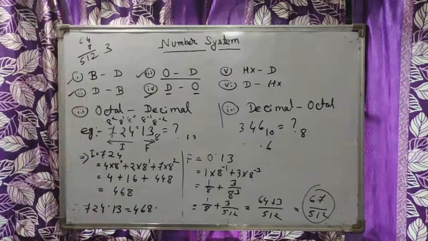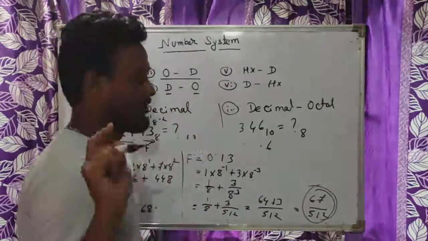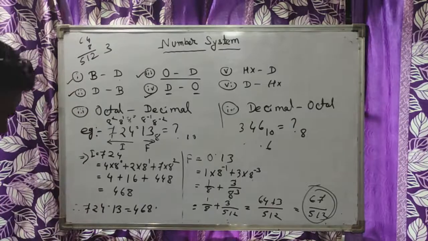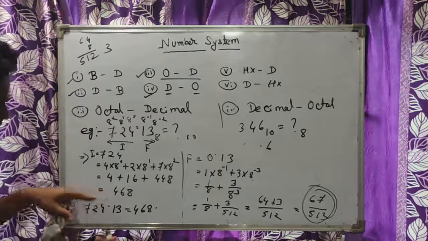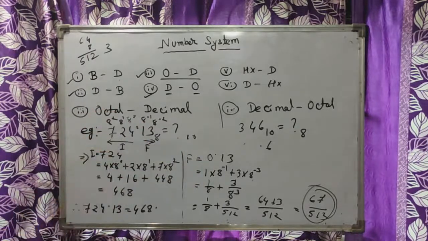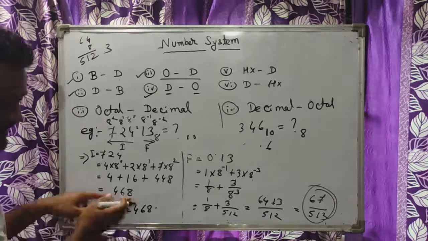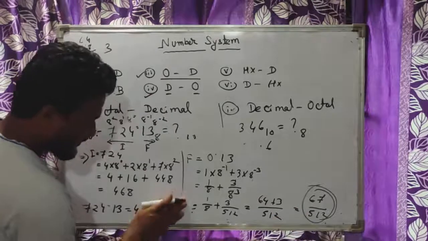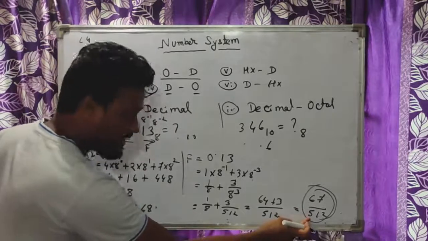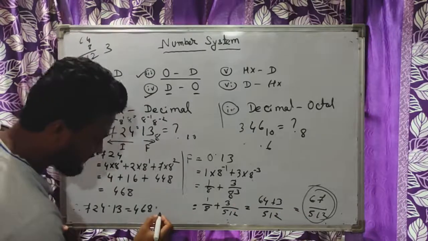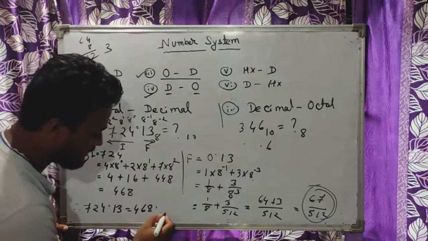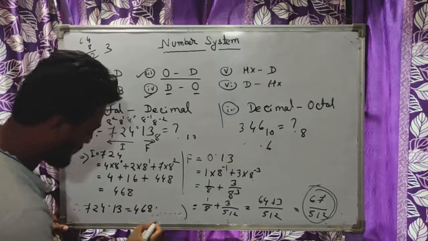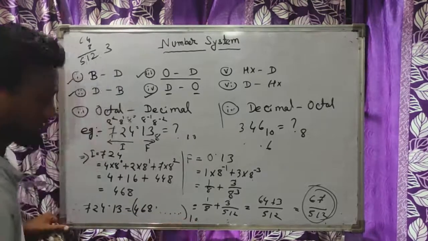I leave this division method up to you. You have to solve it. So ultimately what we can say, our decimal number for this octal number will be 468. This one is correct. And after the point, you divide this number and that fraction part you write here. I am giving here dot dot dot. I am leaving this up to you. So this will be your decimal number.